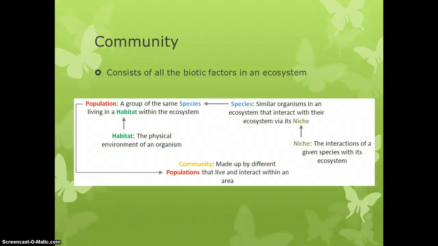All the living things in an ecosystem combine to create a community. And so a community is basically made up of different populations of living things within an area. A group of the same type of animal, a species, interacts with other species, but it's all about community and the interactions between the biotic factors, or living factors.